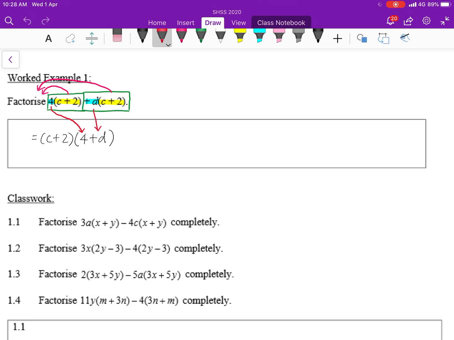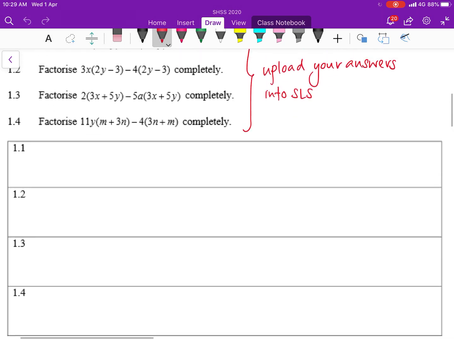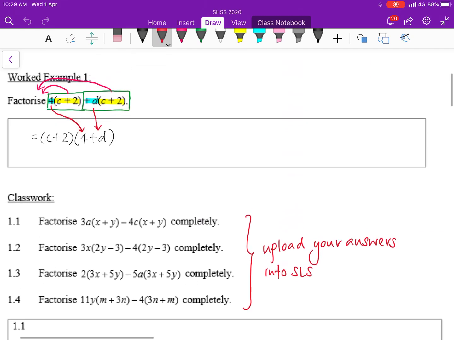Alright, if you don't understand, you may tag Mr. Eric or myself. But now, I want you to spend some time to do classwork 1.1 to 1.4 now, and then upload the picture. When you are done, take a picture of your classwork and upload into SLS in the box below. Now, that is all for work example 1. Do your classwork now, 1.1 to 1.4. If you need to replay this video, you can replay this video for you to understand what is needed.